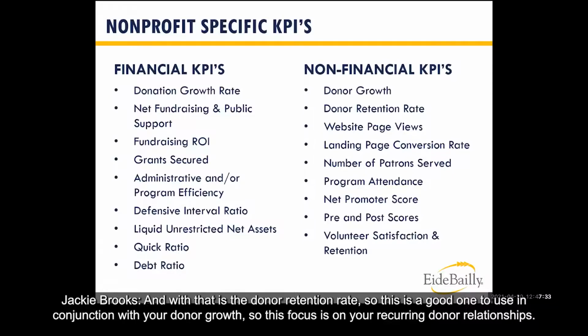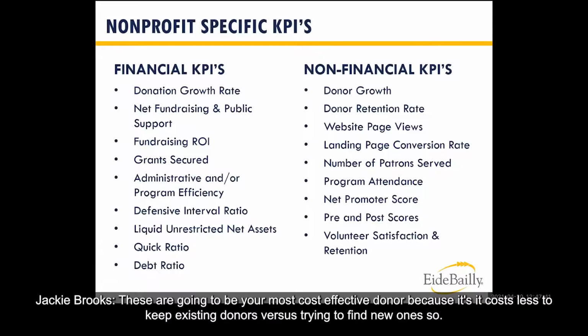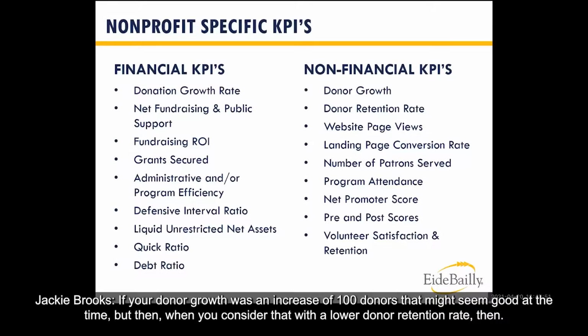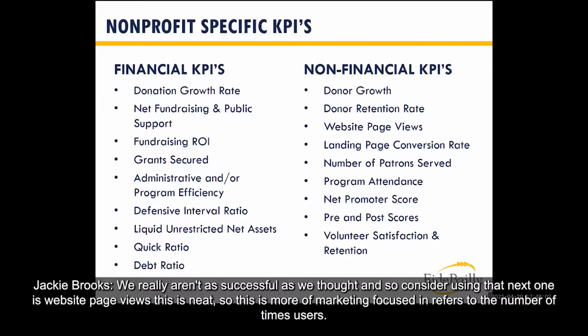And with that is the donor retention rate. This is a good one to use in conjunction with your donor growth. This focuses on your recurring donor relationships. These are going to be your most cost-effective donors, because it costs less to keep existing donors versus trying to find new ones. So if your donor growth was an increase of 100 donors, that might seem good at the time, but then when you consider that with a lower donor retention rate, we really aren't as successful as we thought. So consider using that.